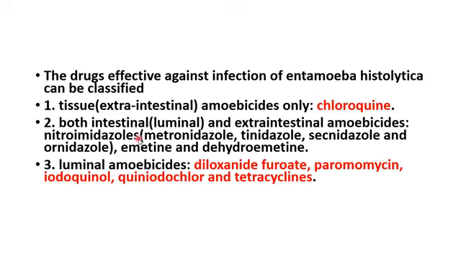The next group of drugs acts both on the intestine and on the extraintestinal liver. In this case, we have a lot of drugs. One is the main family, the nitroimidazole family: metronidazole, tinidazole, secnidazole, ornidazole, and other drugs like emetine and dehydroemetine. For severe amoebiasis infections, we give emetine and dehydroemetine intravenously. And the last group of drugs acts only on the intestine, the luminal amoebicides: diloxanide furoate, paromomycin, and iodine drugs like iodoquinol, clioquinol, and tetracyclines.